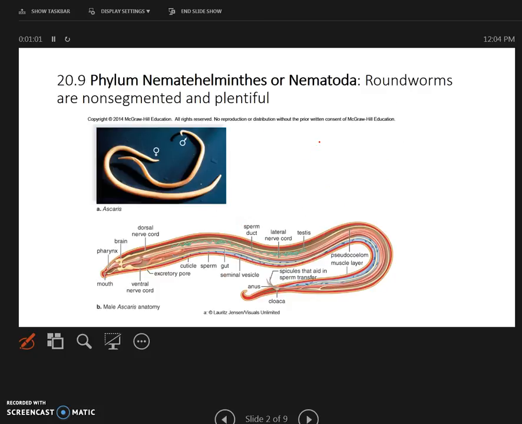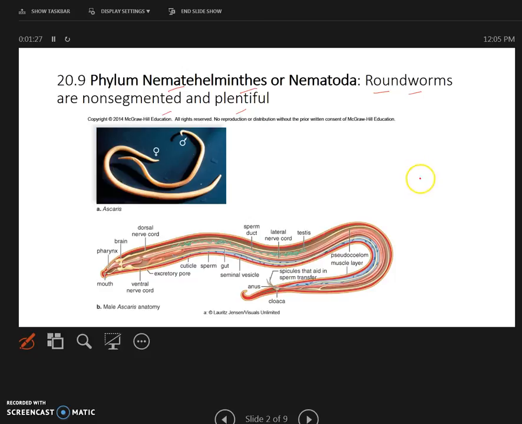So we continue with phylum Nematihelminthes or Nematoda. We call them nematodes, but of course the phylum is Nematoda. The nemati means round, helminths worms. So these are the roundworms. They're non-segmented and extremely plentiful. So why are we discussing them here?